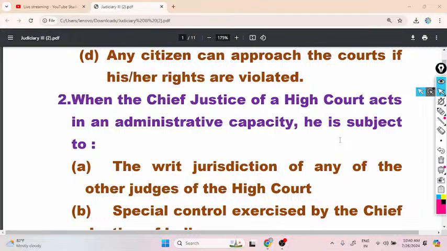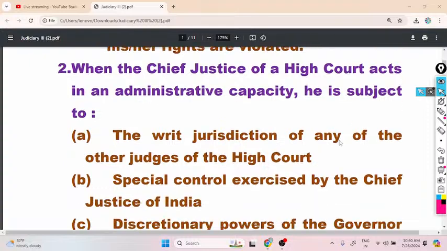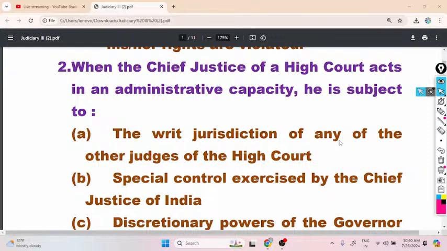When the Chief Justice of a High Court acts in an administrative capacity, he is subject to what? Administrative capacity means the power of superintendence over all courts in the state, subordinate courts, except military courts or any other court that is made by the Parliament. That is mentioned in Article 227, administrative power. Article 227 has a power of superintendence over all courts in the state except military courts and others.